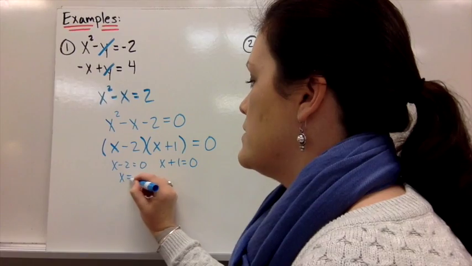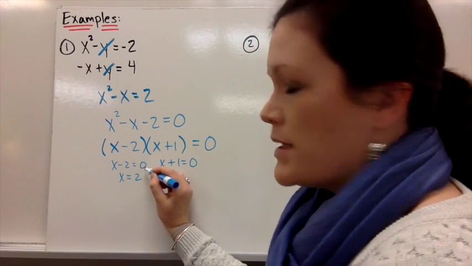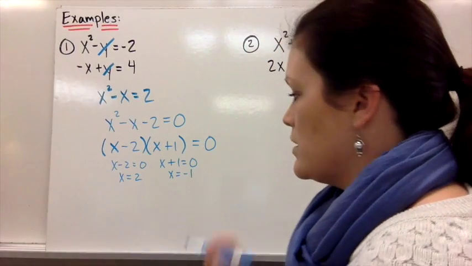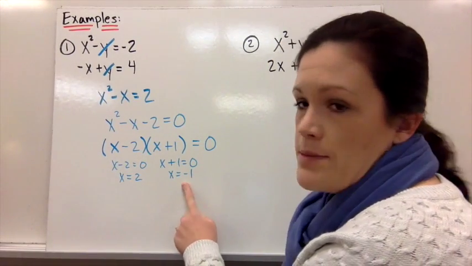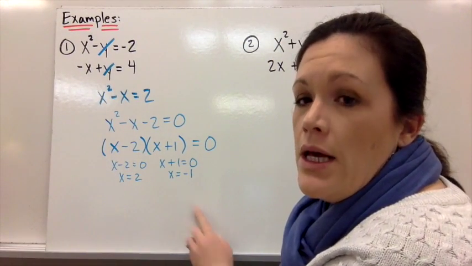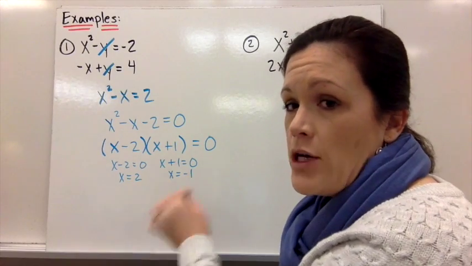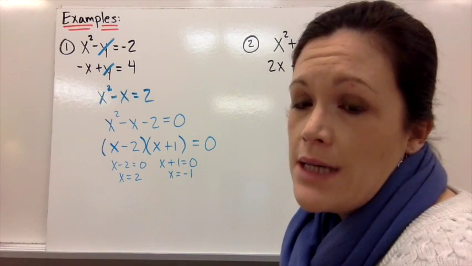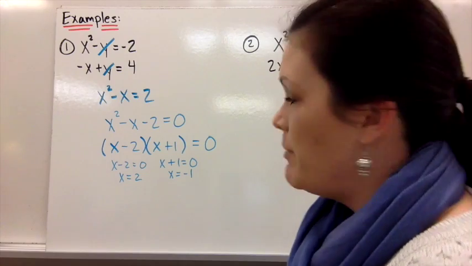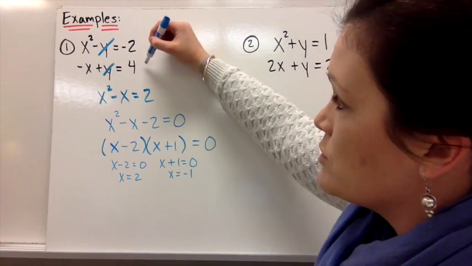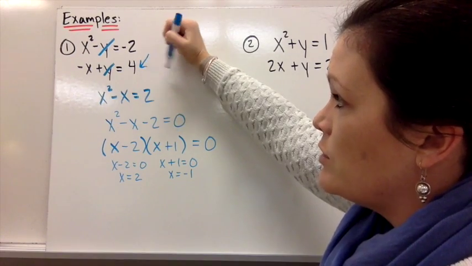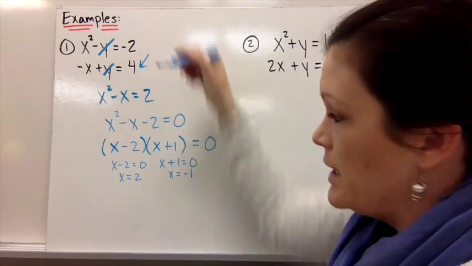So I would get x equals 2, because if I add 2, x is by itself. And I get x equals negative 1, because if I subtract 1, x is by itself, and it's equal to negative 1. Now notice I have my x values. I need to go back to get the y values. So you want to go back and plug them into the equation that is the easiest or the simplest to plug it back into, because it doesn't really matter which one you plug it back into. So clearly my linear function, the second one, would be the easiest one to plug things back into.